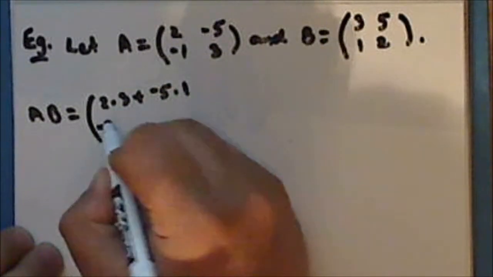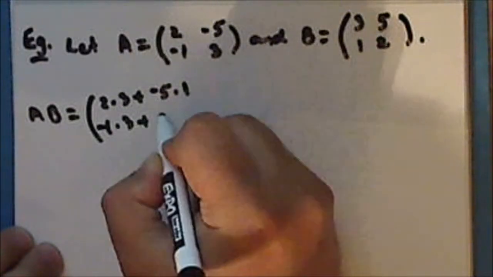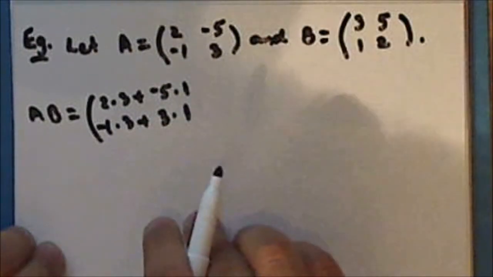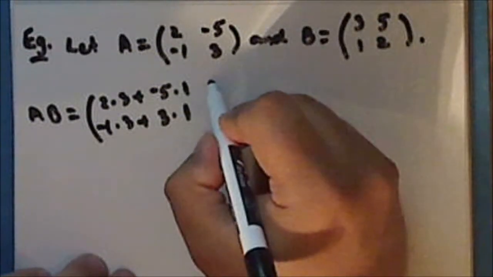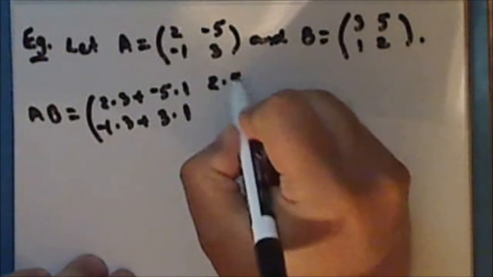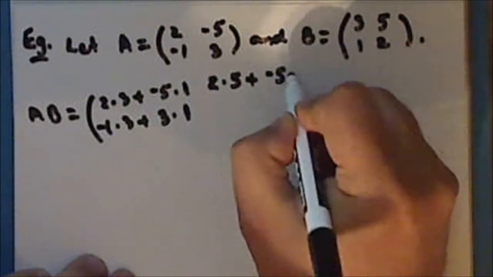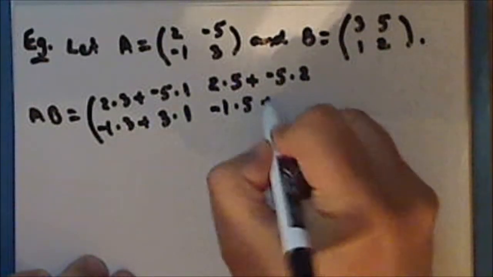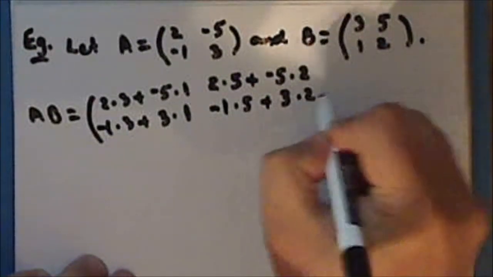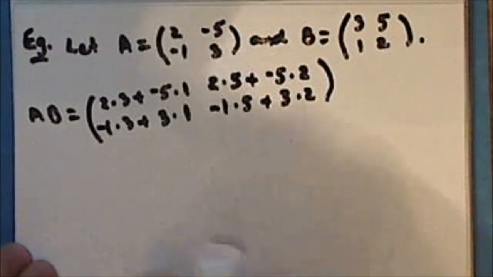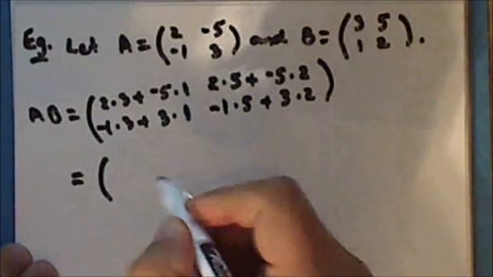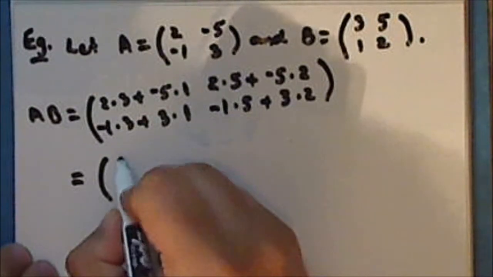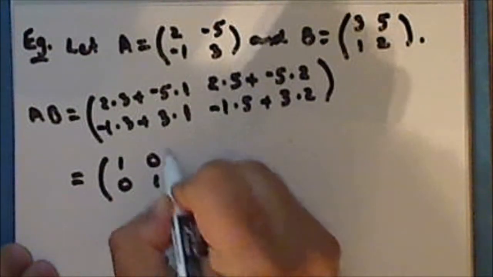and -1 times 3 plus 3 times 1, in the first column, 2 times 5 plus negative 5 times 2, and negative 1 times 5 plus 3 times 2 in the second column. This is the 2 by 2 identity matrix.